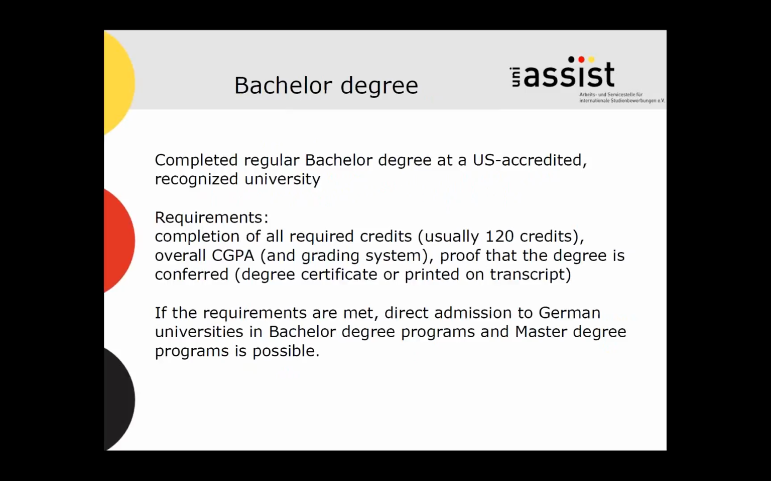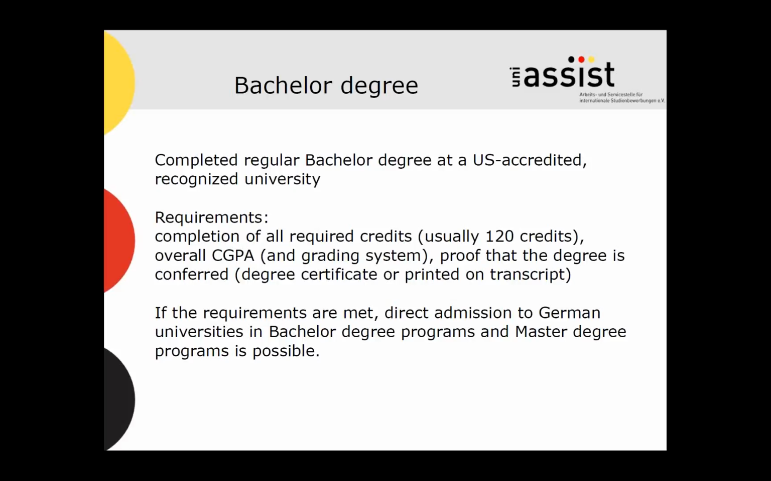Another possibility to apply for a German university is applying with a bachelor degree. Then the bachelor has to be completed at a US accredited recognized university. You need to complete all requirements that are required for obtaining a bachelor degree at your university. And they are usually 120 credits.